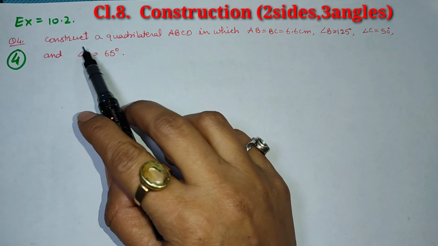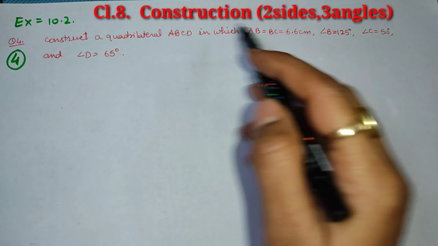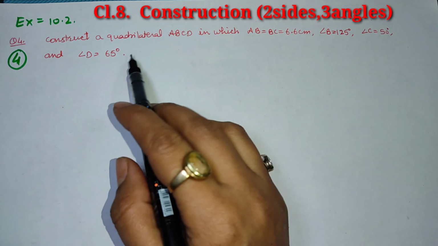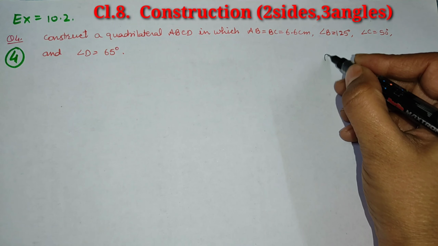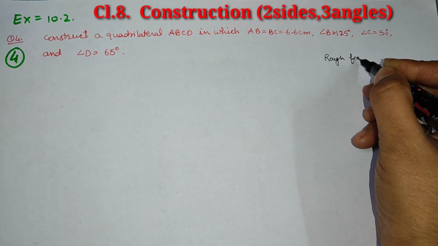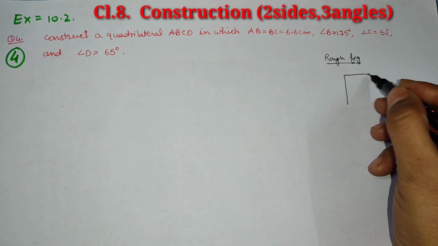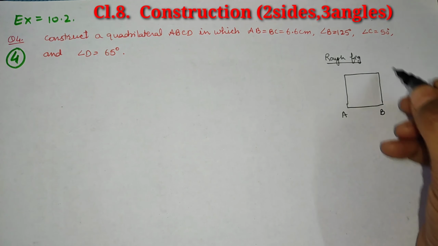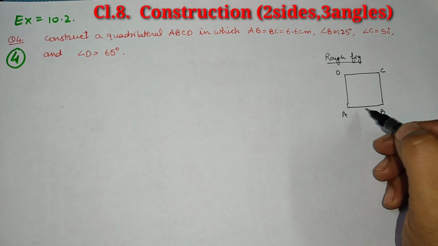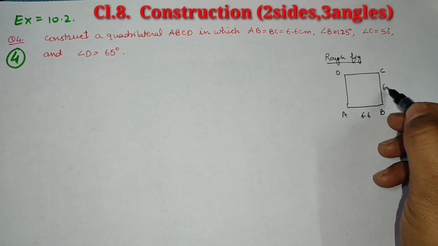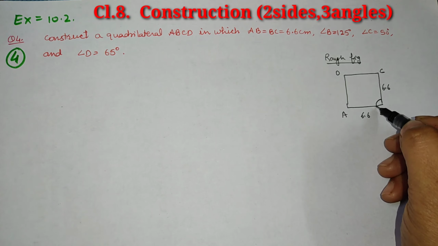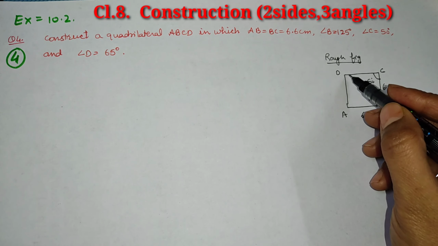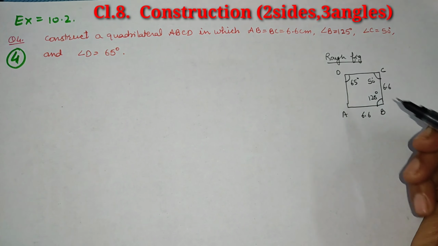In this video I am going to tell you how to construct a quadrilateral in which two sides are given and three angles are also given. Okay, two sides and three angles. So first, you have to draw a rough figure of the quadrilateral. ABCD is the given name. AB is 6.6 centimeters and BC is 6.6 centimeters. Now angle B is 125 degrees, angle C is 50 degrees and angle D is 65 degrees.